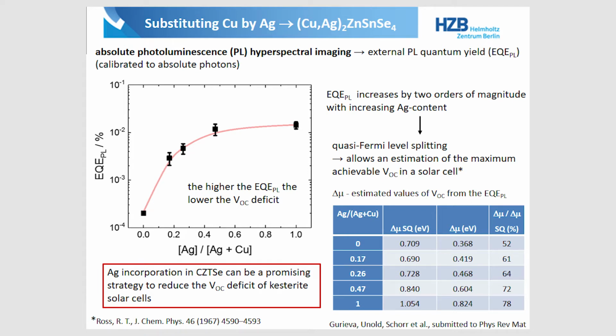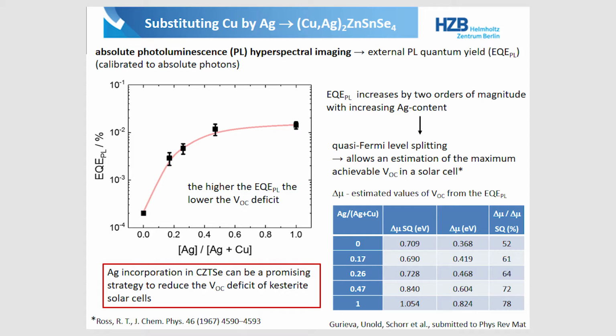and this allows you to estimate the maximum achievable VOC in a solar cell. And you see that with increasing silver content, you increase your VOC and you decrease your VOC deficit. So this is the VOC according to the Shockley-Queisser limit, and this is the VOC we determine in the powder. And this is very nice, what you could get in the bulk material.